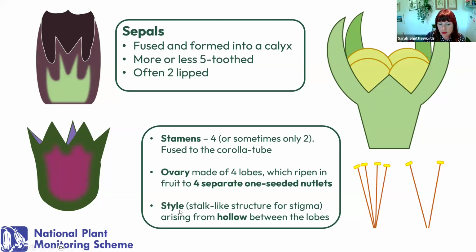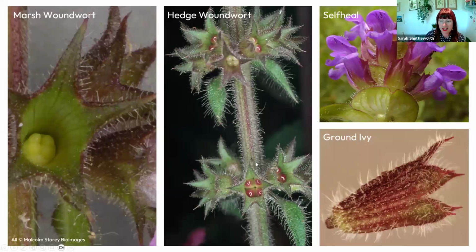And then interestingly, it's also important to note that the style, which is that stalk-like structure for the stigma, always arises from a hollow between those lobes. So let's look at some actual images of those. You can see here on the marsh woundwort and the hedge woundwort really clearly that the flowers have obviously dropped because they finished or somebody's pulled them out, and you can see those 4 one-seeded nutlets nice and clearly in the base.